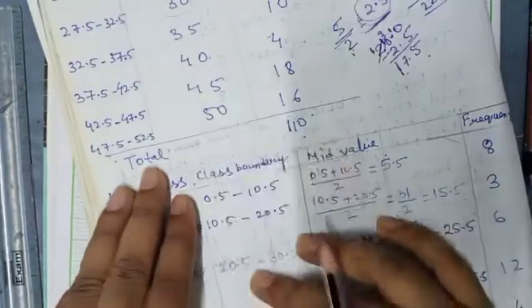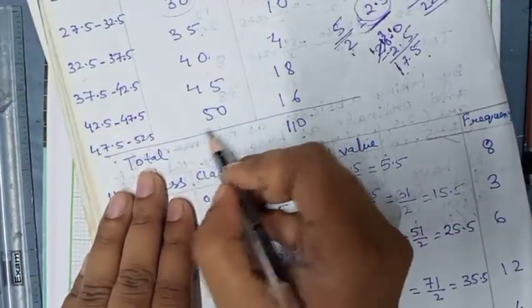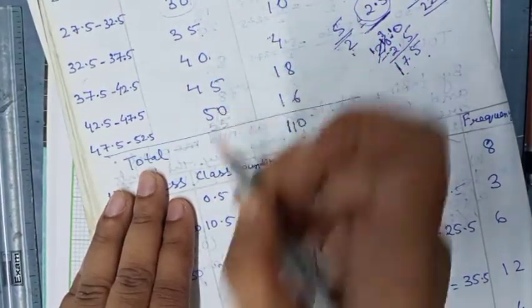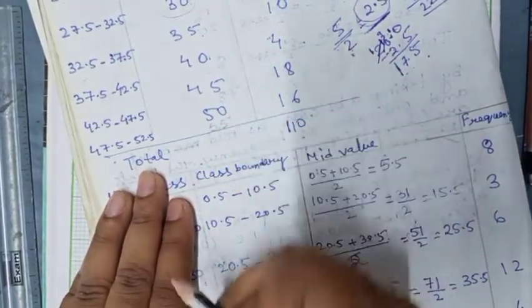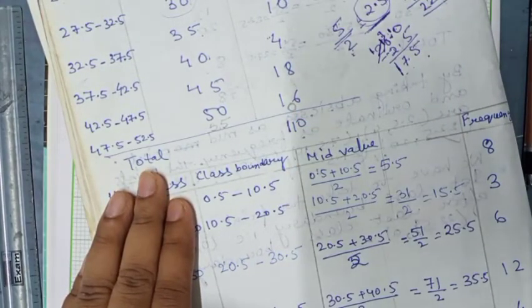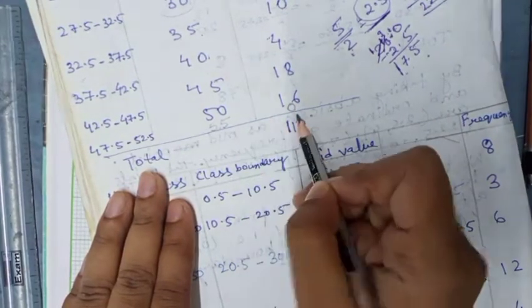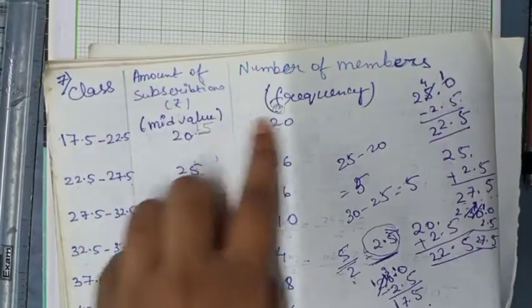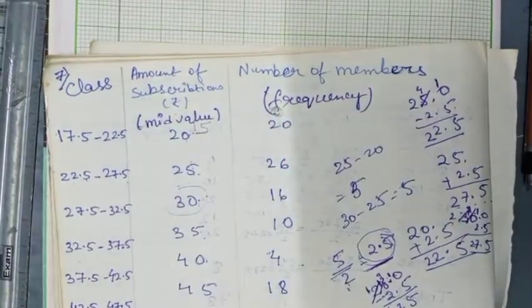Then at that time I can take 0 as a frequency. Same thing we will do after 50. After 50 the mid value will be 55. Why? Because the difference of all mid values is 5. So after 50, 55 will come, and again there is no frequency, it means 0 will be your frequency. No need to show this one and this one, only for understanding I am telling you.